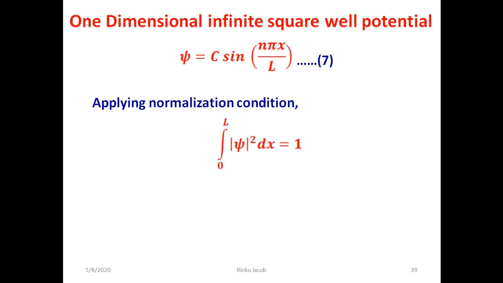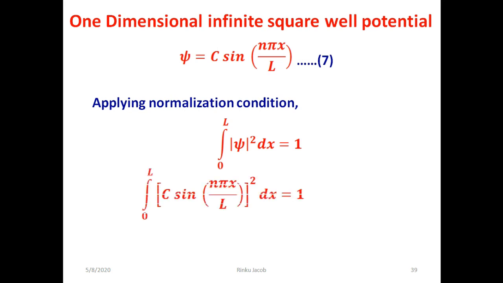So the integral of probability density, that is modulus square dx, in the interval from x = 0 to x = L is equal to unity. This means as the particle is definitely present in the region between x = 0 and x = L, the sum of probability of finding the particle in this range between x = 0 and x = L is definitely unity. Now we use the value of wave function given by equation 7 here.